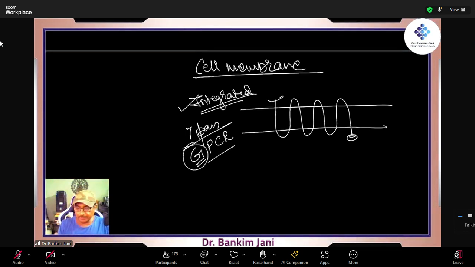All these receptors have one important structure present over here, and this is the site where the ligand would come. And this ligand will do what? This ligand will stimulate it. Now, stimulation can be in a positive way as well as negative. Right now, we'll be discussing it in a positive way.